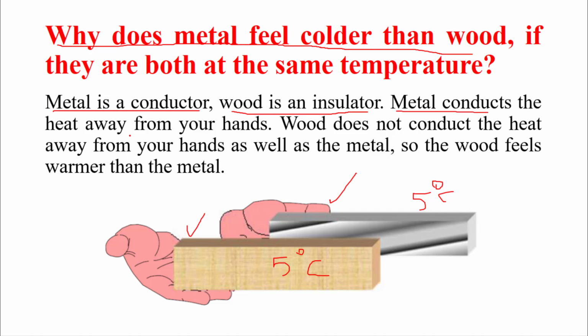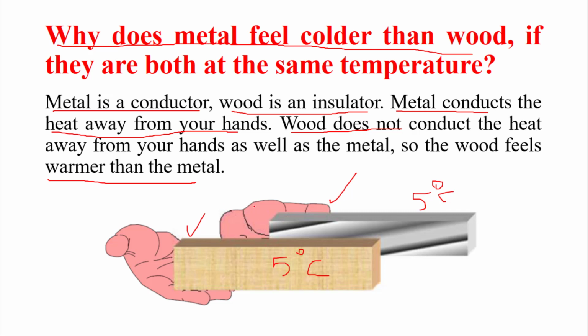Metal conducts heat away from your hand faster. Okay, wood does not conduct heat away from your hand as well as the metal. So the wood feels warmer than the metal. Okay, so this is what happens.